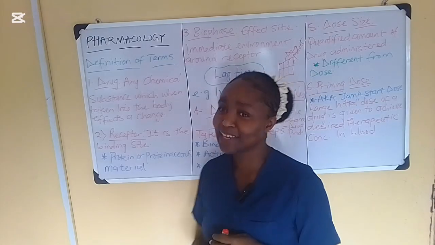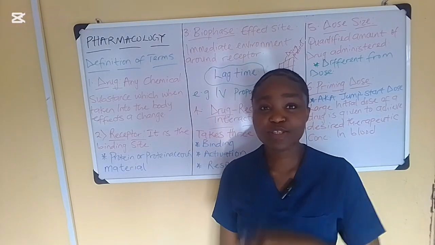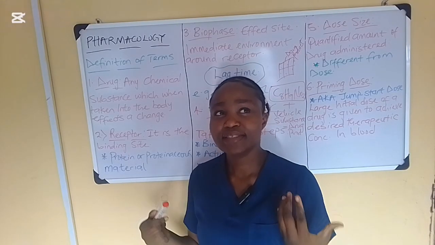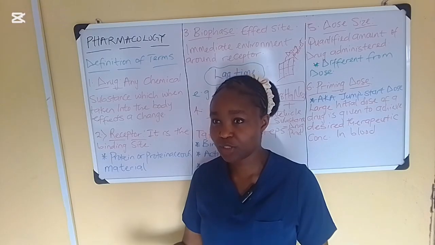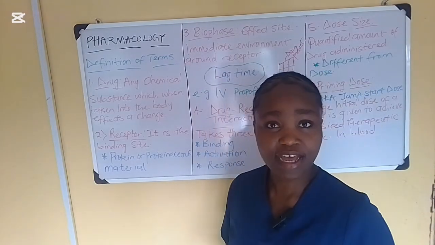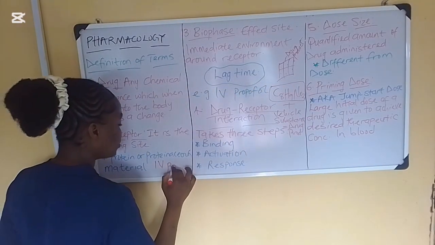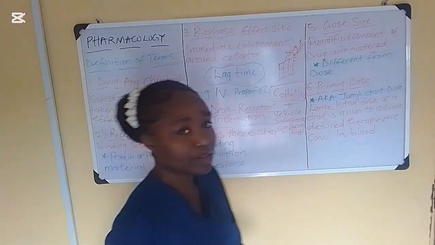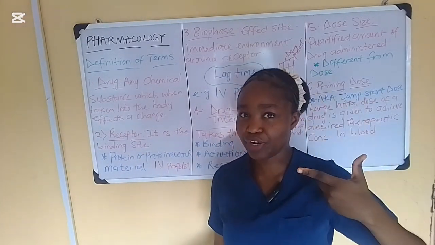Now, let's use this as an example. Let's consider a patient that is going for a surgery, and this patient has to have some anesthesia administered to them. And let's say the particular anesthesia administered is IV propofol. Now, I needed to know something. This drug is supposed to create an effect when it gets to the brain, right?